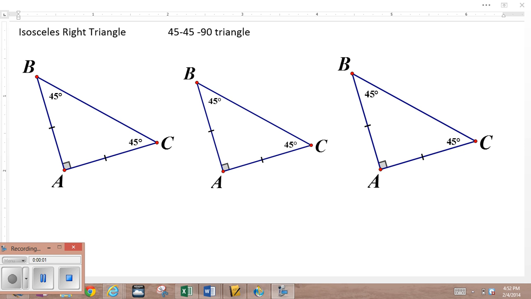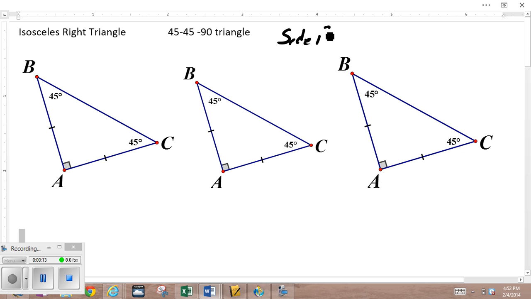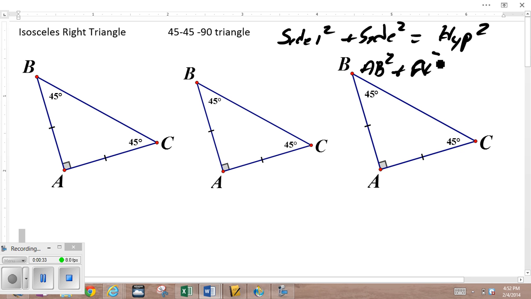All right, we're going to continue the discussion with the Pythagorean theorem. Of course, from the Pythagorean theorem, we know that in any right triangle, side 1 squared plus side 2 squared is equal to the hypotenuse squared. As it applies to any of these triangles, side AB squared plus side AC squared is equal to side BC squared.